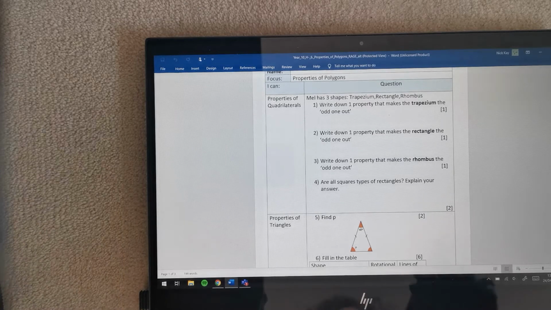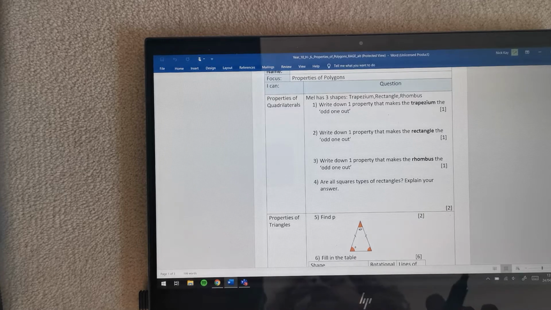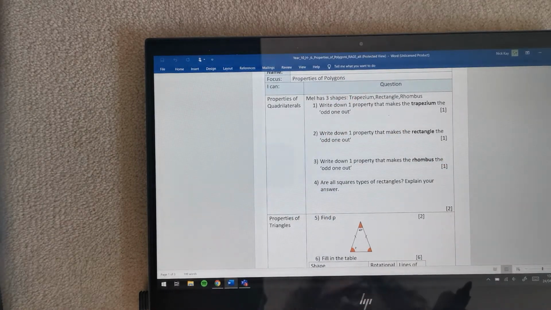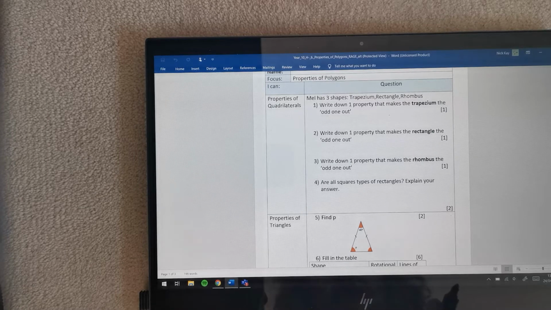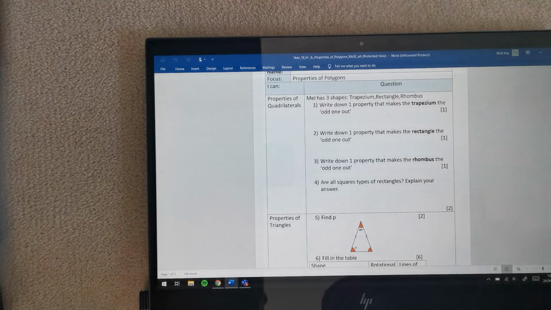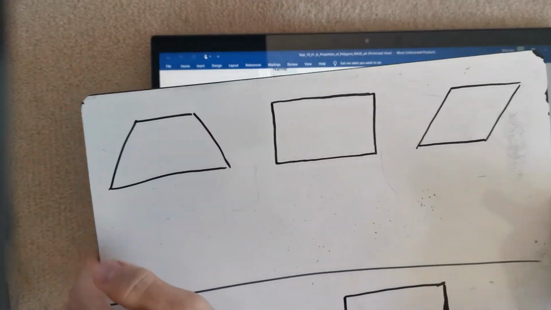Hello again, everyone. Thought I'd do the answers and how-to for this test. This is about properties of polygons. Okay, so first off, it says about quadrilaterals. So, Mel has three shapes, trapezium, rectangle, and rhombus, as these are.